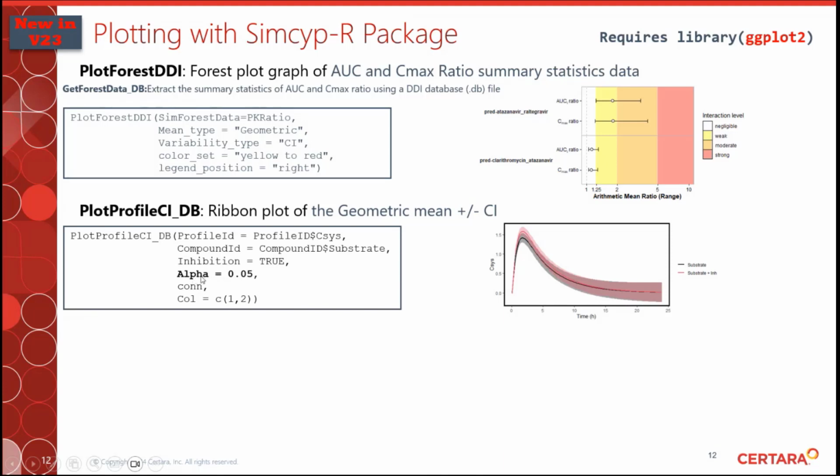And you also, within this function, you need to specify the alpha value. In this case, we're saying alpha is equal to 0.05. This is used to calculate the confidence interval bands. And then finally, you need to mention the RSQLite connection.